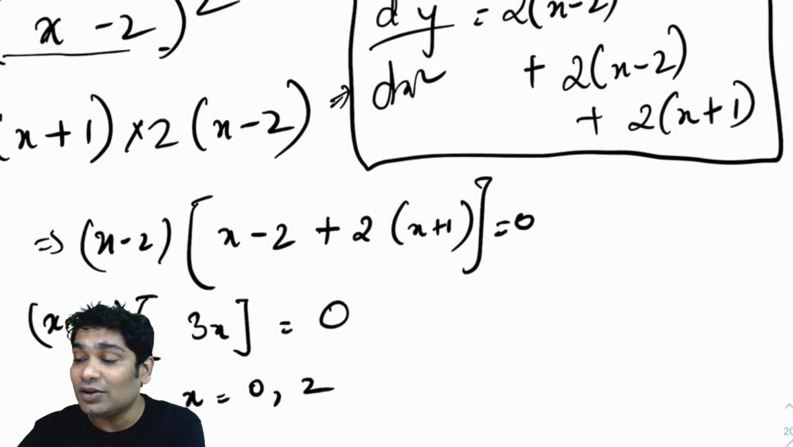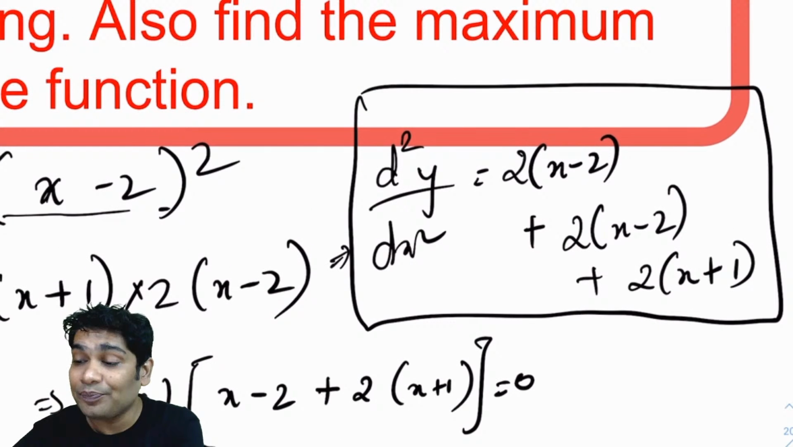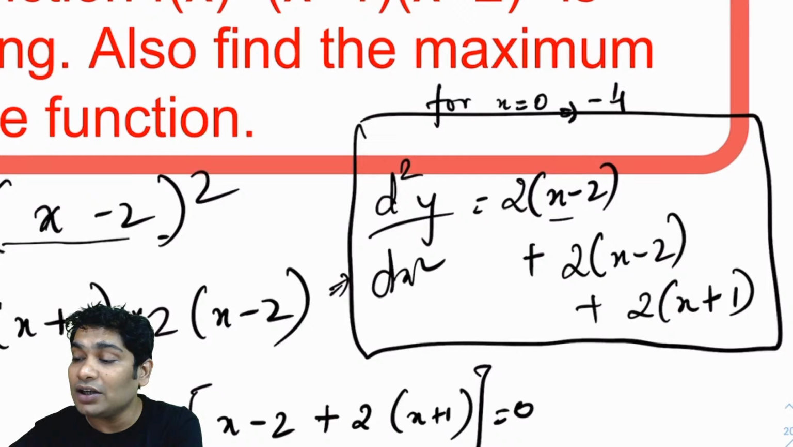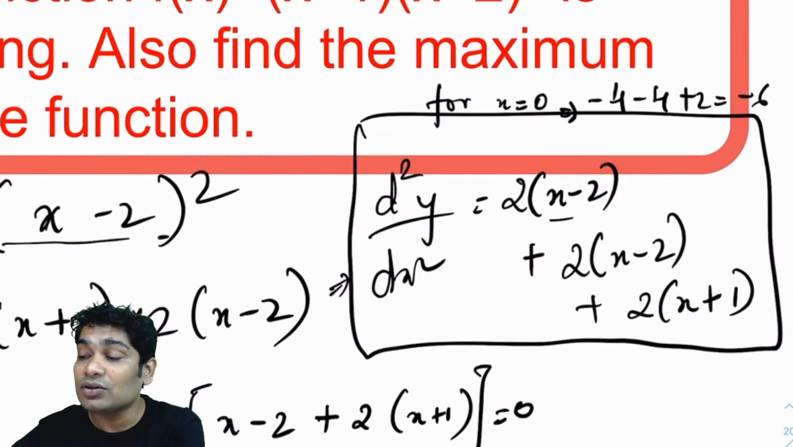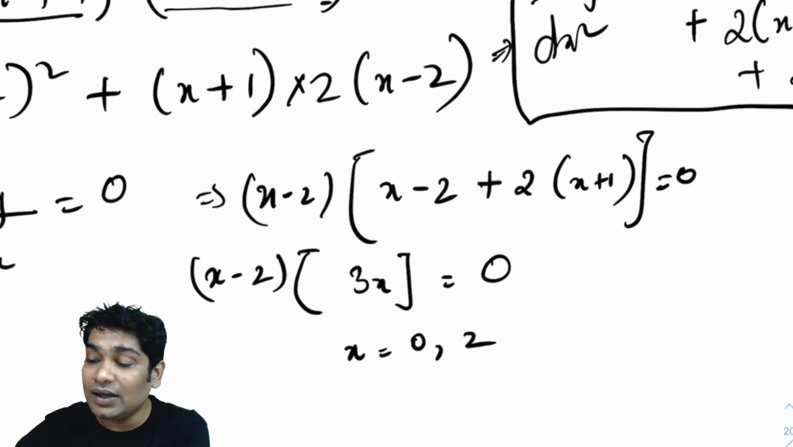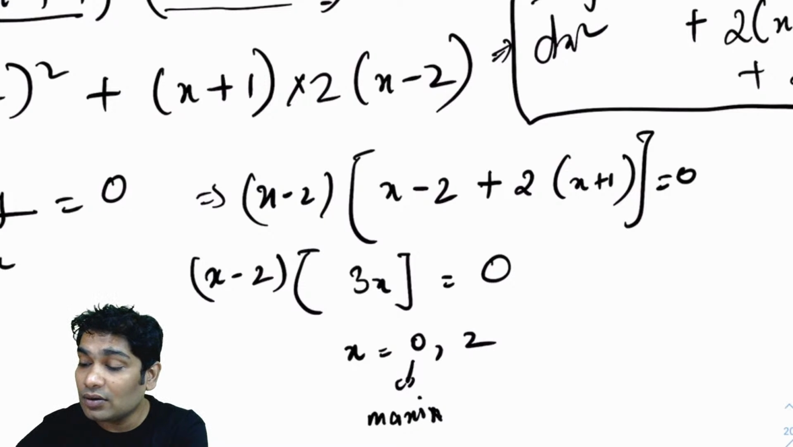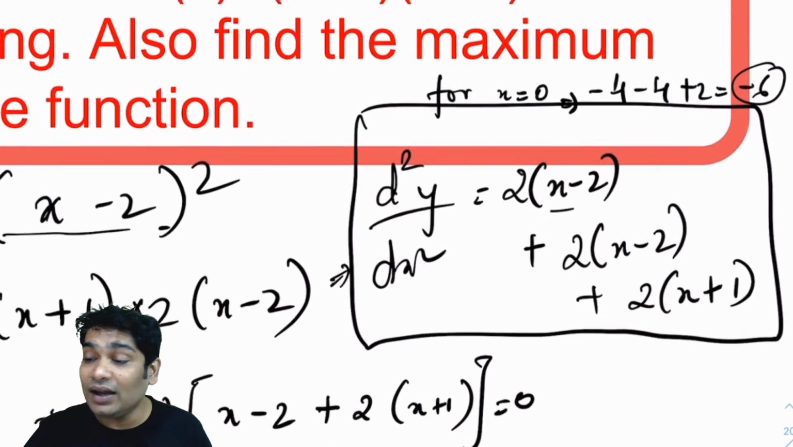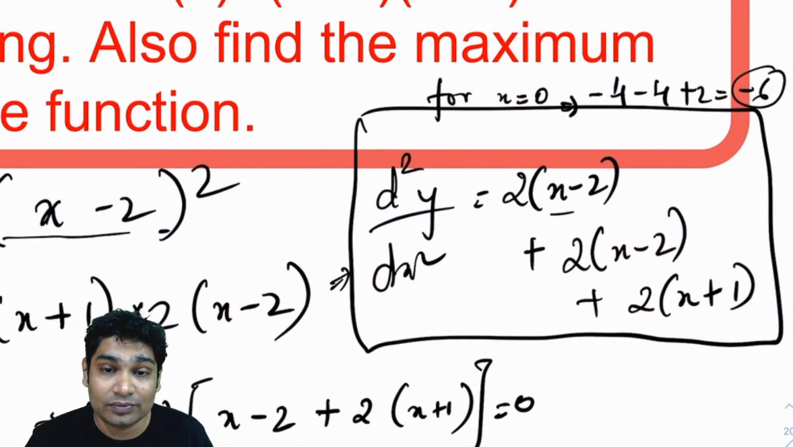Let's check it for x equals 0. Let's see what value you are getting. If you put x as 0 here, you're getting minus 4. Then here you're getting minus 4 again, and then plus 2. So you are getting minus 6. So since it is negative, what does that mean? It means that this is maxima. Why? Because you're getting a negative value of d2y over dx2.